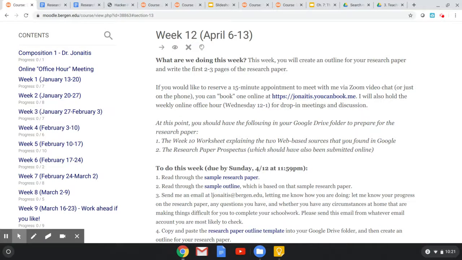This week we're going to create an outline for the research paper, and after you do that, you're going to write the first 2 to 3 pages of the research paper, basically the first two parts that you'll have indicated in your outline. So there are basically 3 different documents that I'd like you to look at this week.